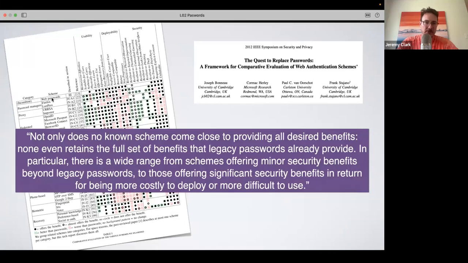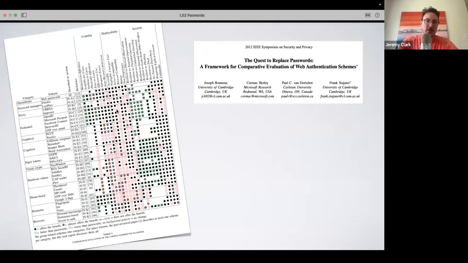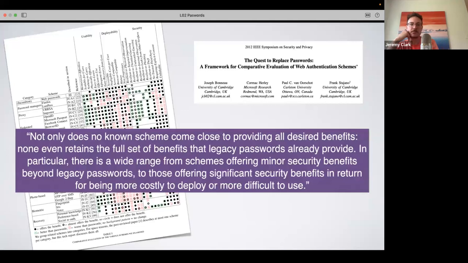So your first row is just the normal web passwords that we already have. And you can see all these red squares. The red squares are when it does worse than a normal password, and a green square means it's doing better than normal passwords. So you can see lots of red throughout it. It means that in order to make some things better, they're making some things worse, essentially.